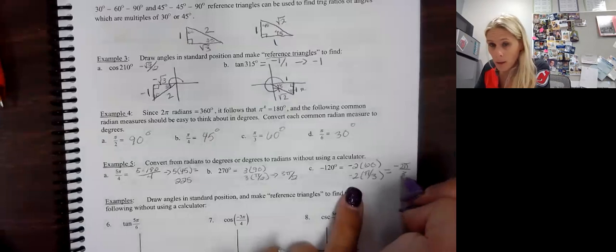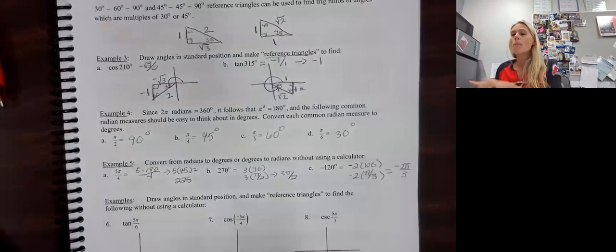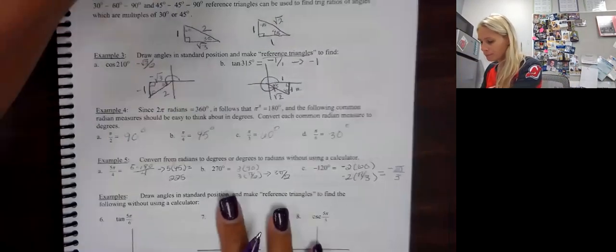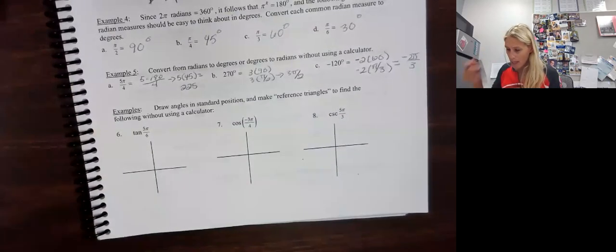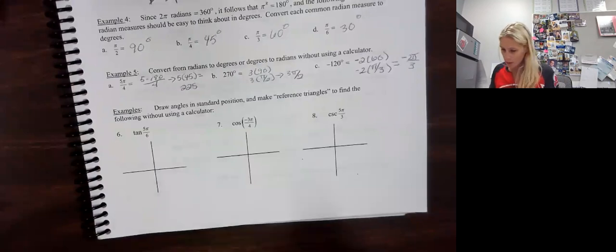Now, very quickly, negatives, which I guess we will do down here. Negatives means that you're going clockwise, okay? Counterclockwise is your positive degrees. Clockwise is your negative. So let's draw some angles in standard position and make reference triangles without using a calculator.